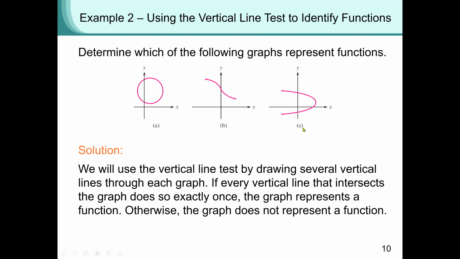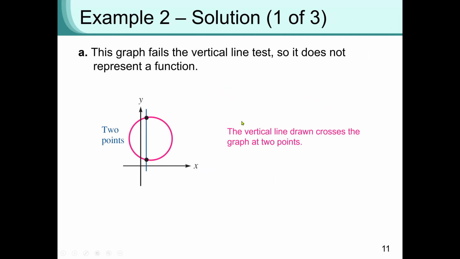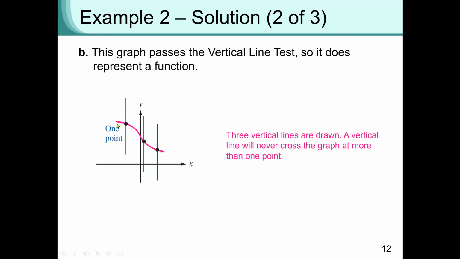So A and C are not functions because the vertical line intersects the graph twice. B is a function because the vertical line intersects the graph only once. So yes, as we said, the first graph fails the vertical line test because we have 2 points. The vertical line intersects twice, so it's not a function. And the second is a function.